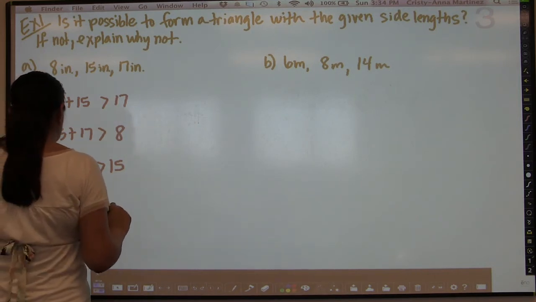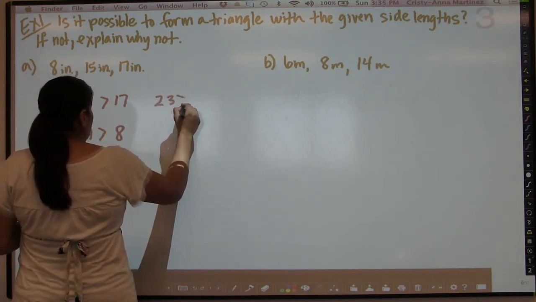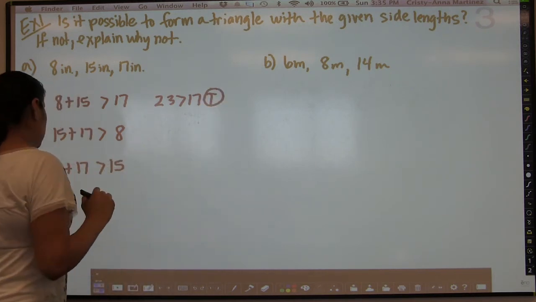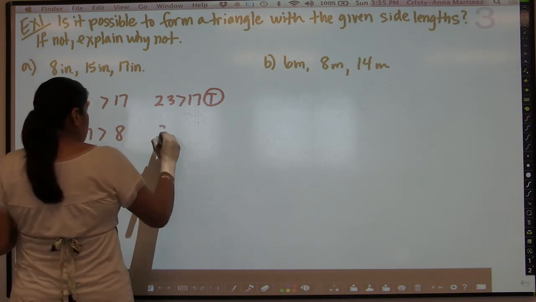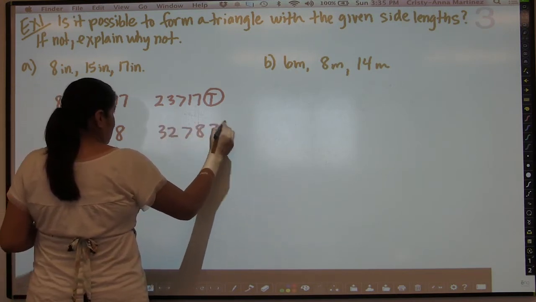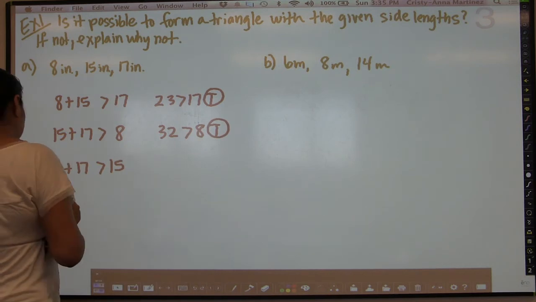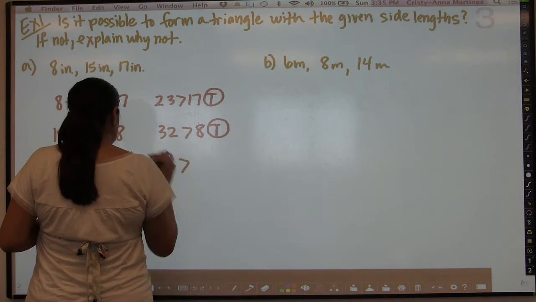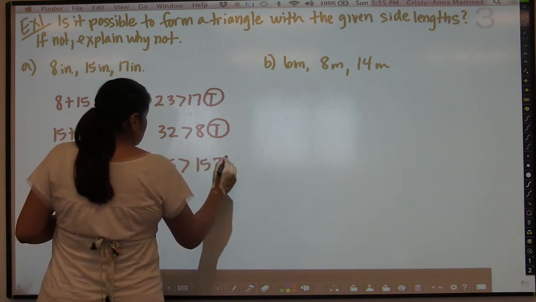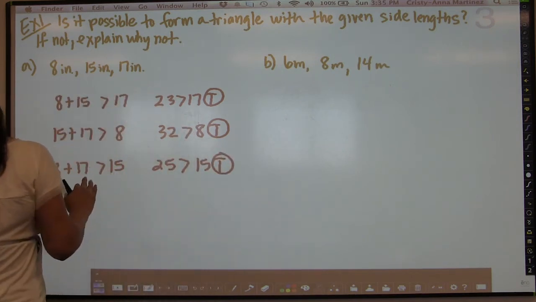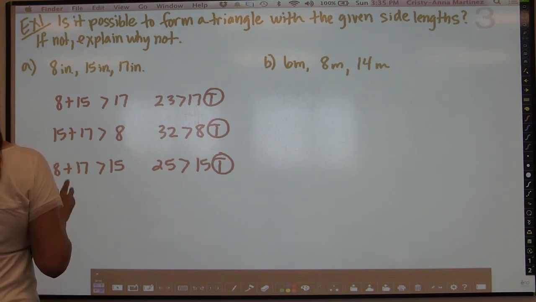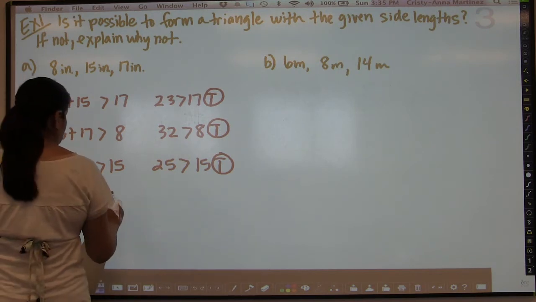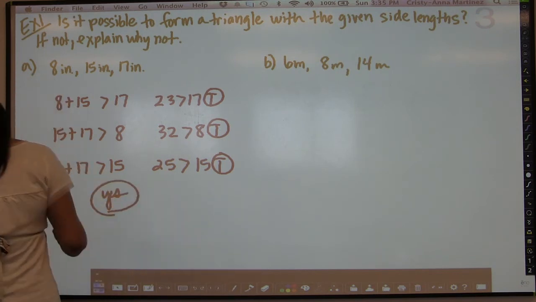And 8 plus 15 is going to be 23, and 23 is larger than 17, so that's true. 15 plus 17 is going to be 32, and 32 is larger than 8, so that's going to hold true. And then 8 plus 17 is going to be 25, and 25 is larger than 15. So because all of the inequalities are true in this case, then it means that these side lengths will form a triangle. So yes, it is possible in that case.